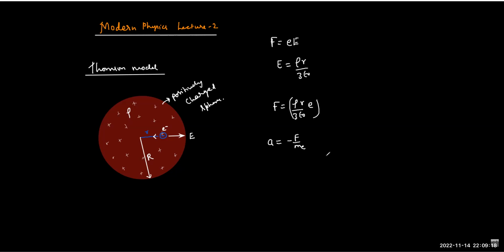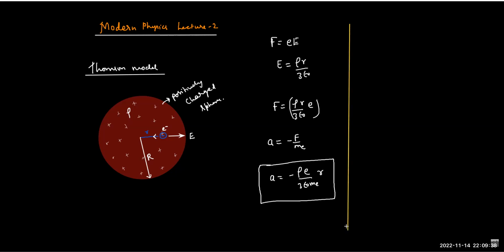Yes or no? Can we write so? a turns out to be minus rho e by 3 epsilon naught m into r. And if you remember, this represents the standard equation of simple harmonic motion, SHM, because a is proportional to displacement from the mean position. Here the mean position is the center itself. Do you realize this? Yes. And the standard equation is omega square r.